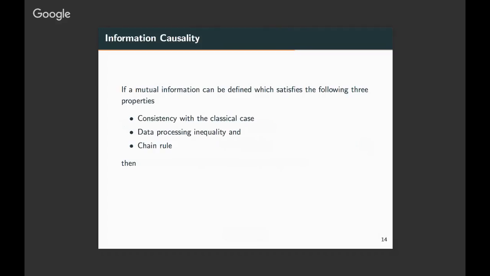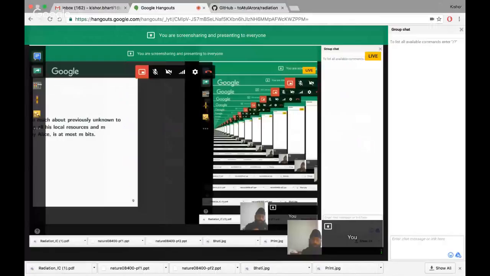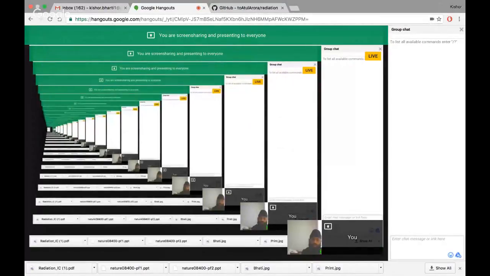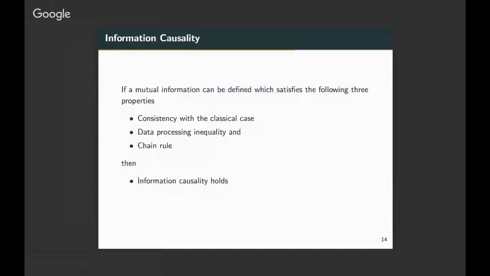And the third thing is a chain rule. So the chain rule, I will have to write it down and explain to you later. It's basically a relation between, suppose you have three different systems: Alice, Bob, and Charlie, and it's a relation between the mutual information between Alice and Bob and Charlie. It's just a mathematical definition.